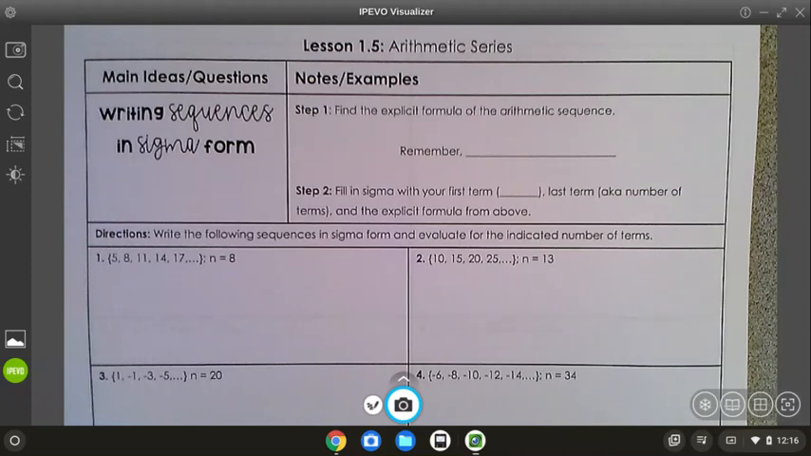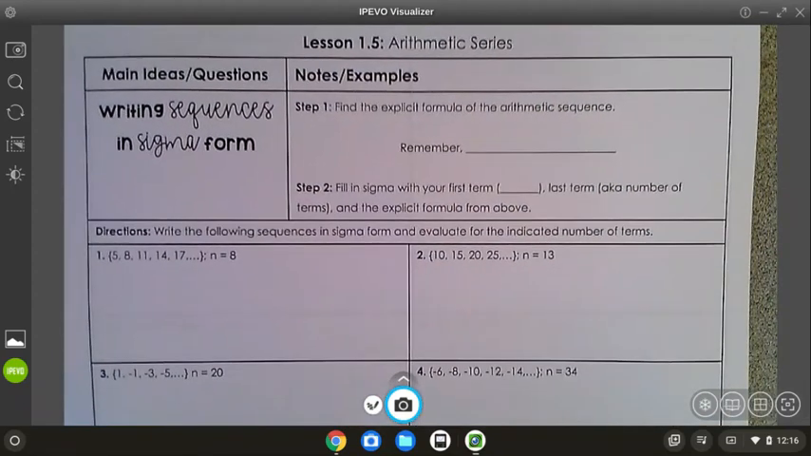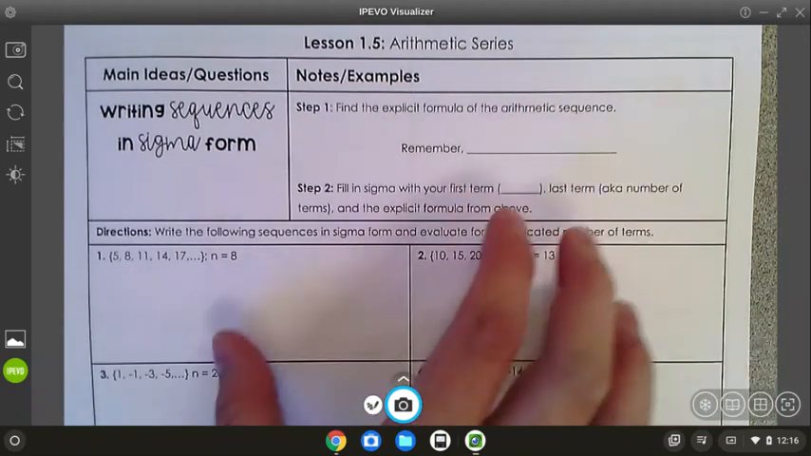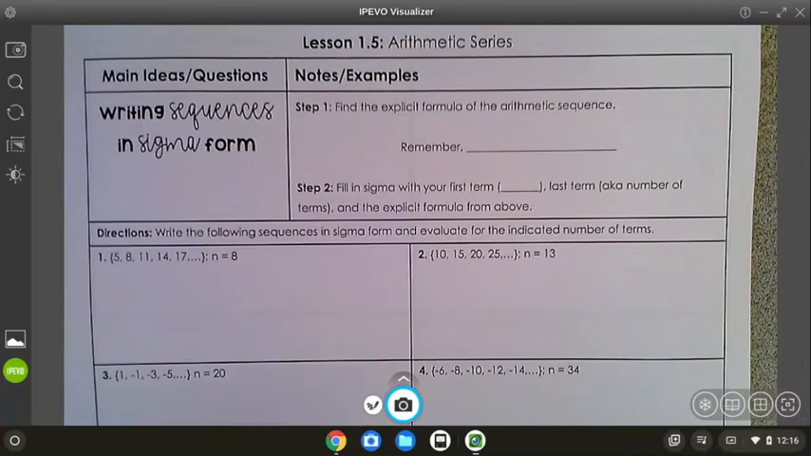In this video, we're doing lesson 1.5, which is all about arithmetic series. So remember, arithmetic meant we added the same number every time, and a series is where we take the sum of the terms in the sequence. So we're taking the list of numbers and adding them together.